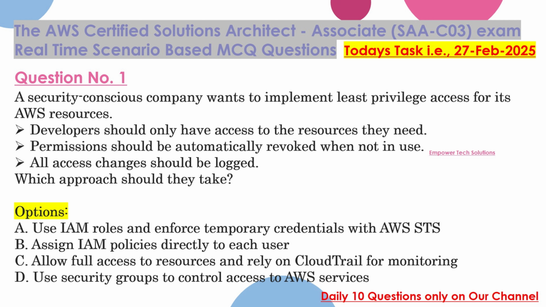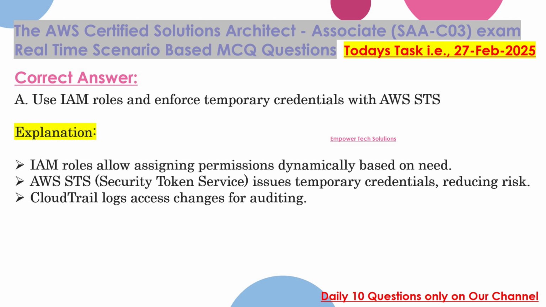Options: A. Use IAM roles and enforce temporary credentials with AWS STS. B. Assign IAM policies directly to each user. C. Allow full access to resources and rely on CloudTrail for monitoring. D. Use security groups to control access to AWS services. Correct answer: A. Use IAM roles and enforce temporary credentials with AWS STS.